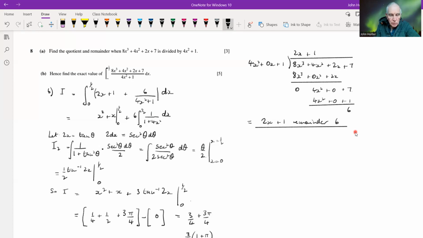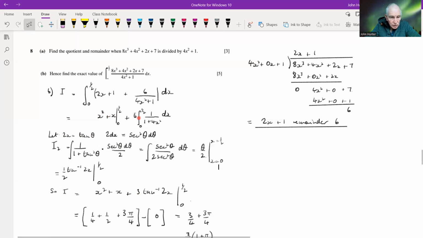What we're actually going to do is reverse what we've done with the substitution. So our theta is tan minus 1 of 2x. What we've actually got is a half, that's the half from there. Tan minus 1 2x, using this in reverse, evaluated between 0 and a half. So the total integral is going to be this expression plus 3.